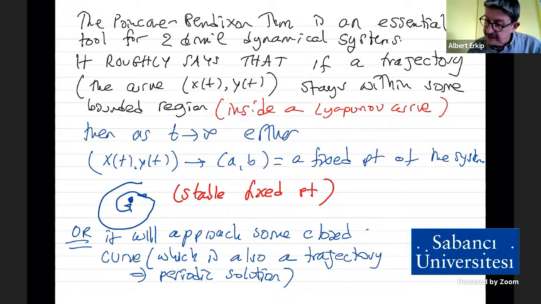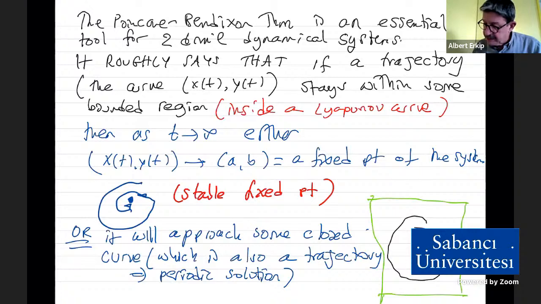I have a trajectory that should stay within this square. My trajectory doesn't really go out. So what can it do? Well, it can come like this, like this, like this, but it has to approach something. It's not approaching a fixed point, but it does approach a closed trajectory like this. Of course, it's not a very good picture, but what it does is approach this red curve. And this red curve is itself a solution.